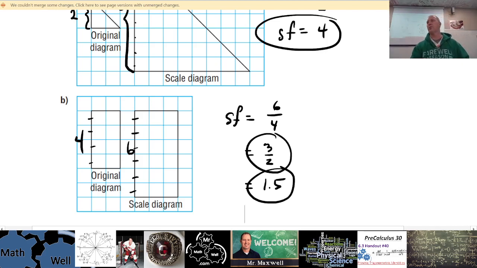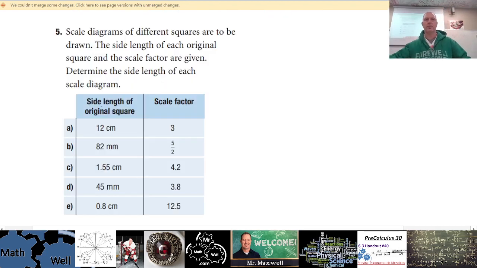Any questions about 4? All right, next one you want to do is number 5. So let me just get you started on number 5. Scale diagrams of different squares are to be drawn. The side length of each original square and the scale factor are given. Determine the side length of each scale diagram. So in our original square, we have a side length of 12 centimeters, and the scale factor is 3.